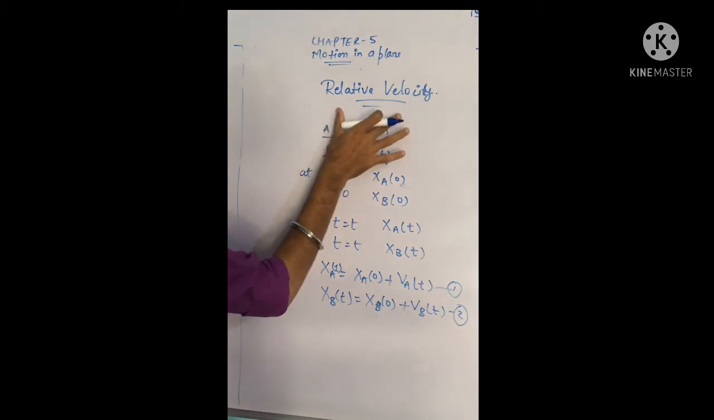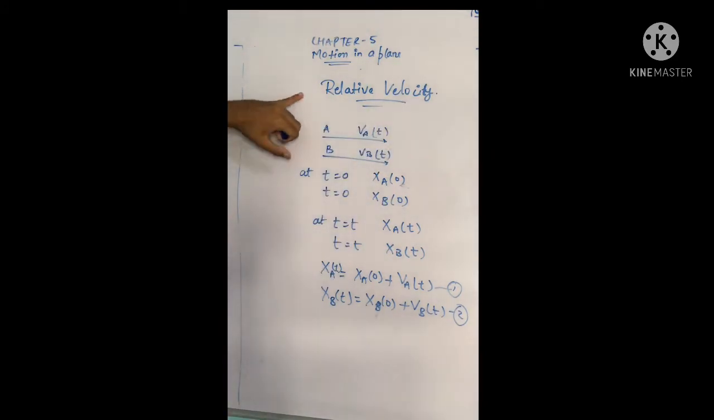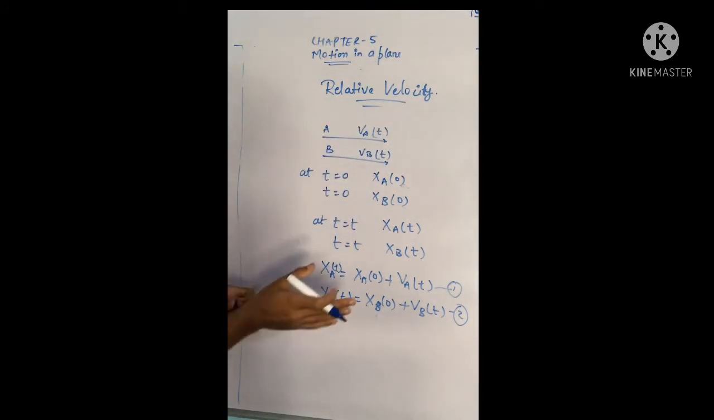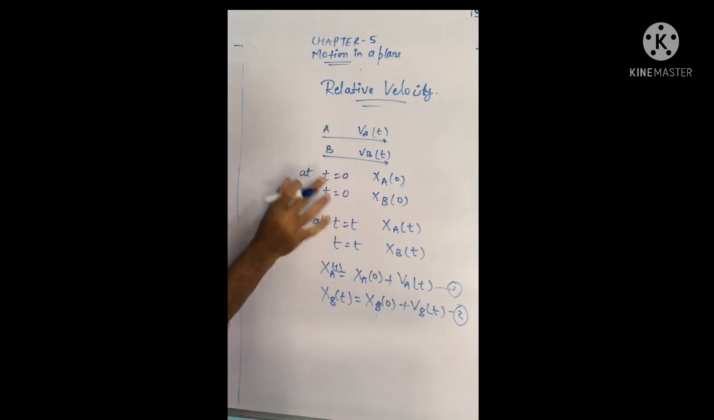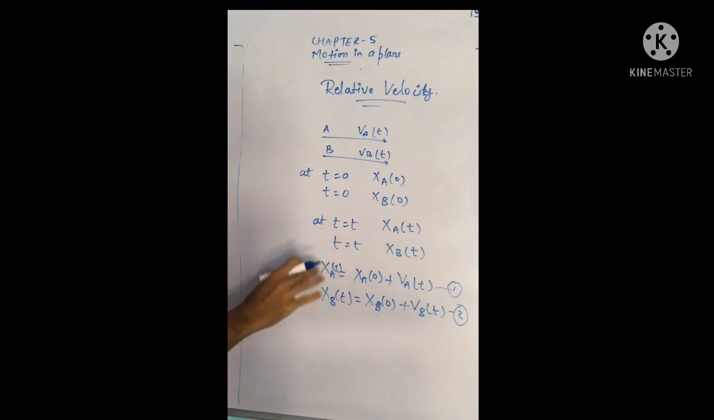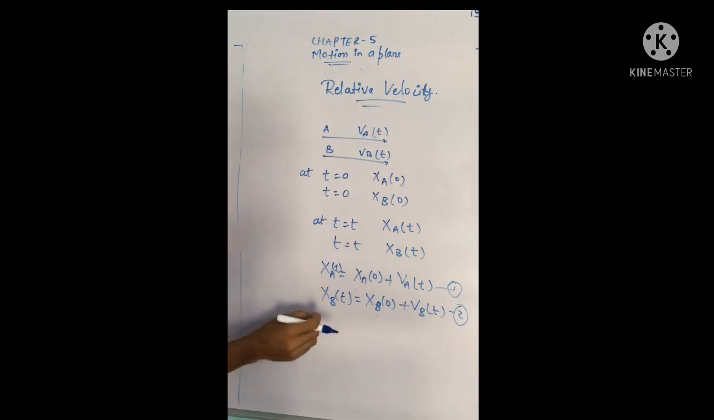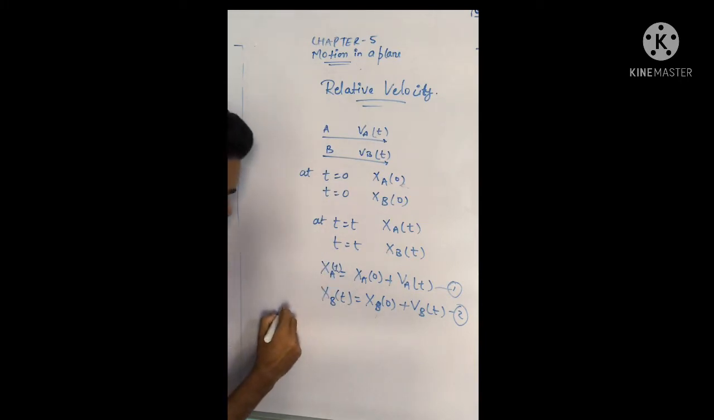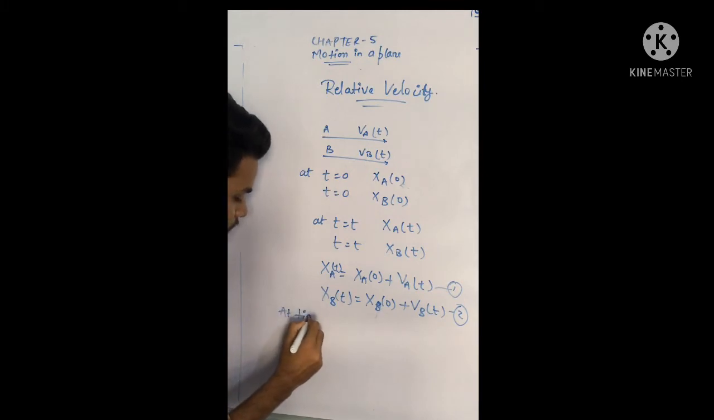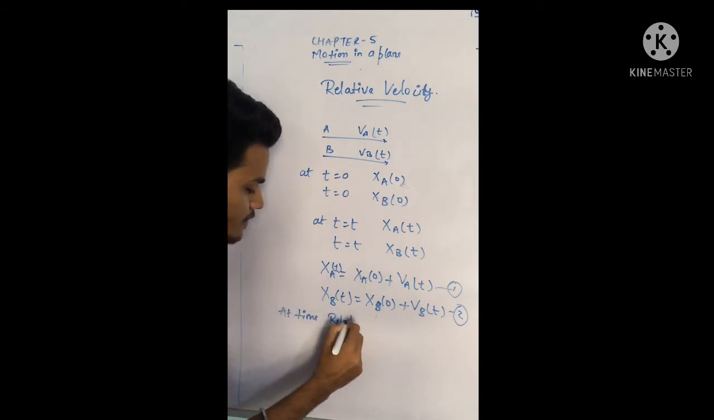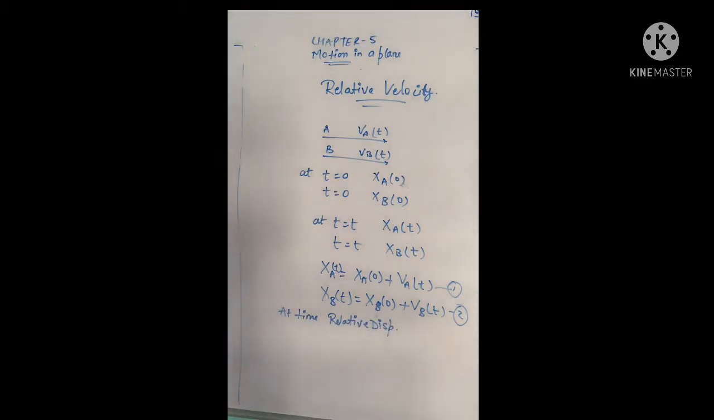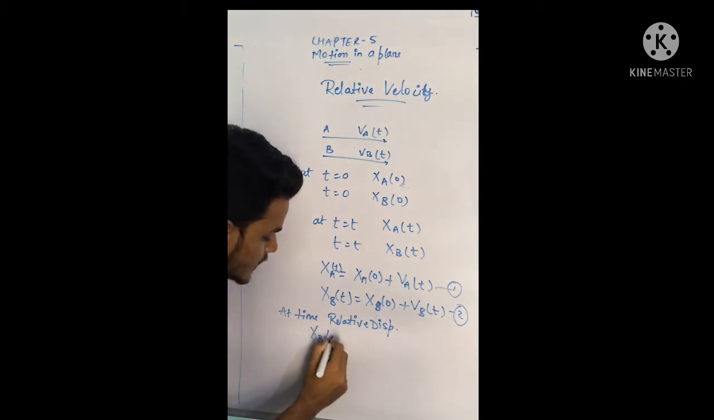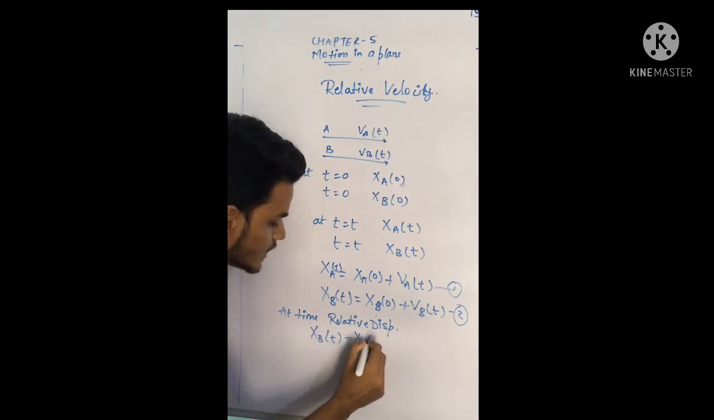Now we have to find the relative velocity. The word indicates the velocity of one with respect to another, means the velocity of b with respect to a. We have to relate both the velocities. To relate both the velocities, firstly we have to find the relative displacement. So at time t, the relative displacement will be equal to the second equation minus the first equation, that is xbt minus xat.